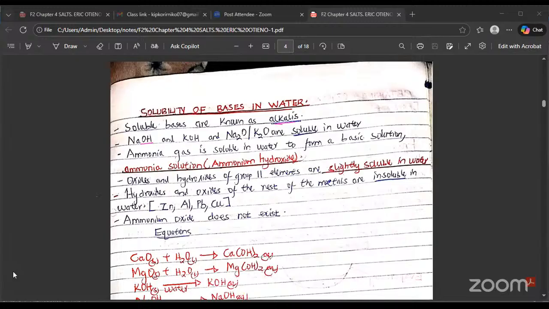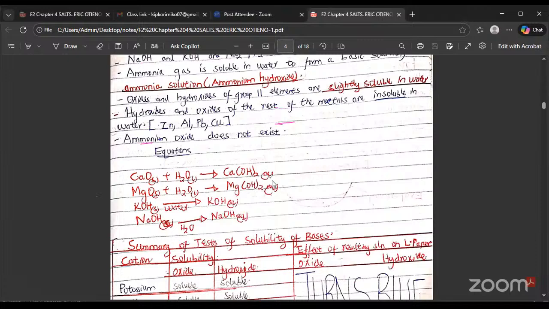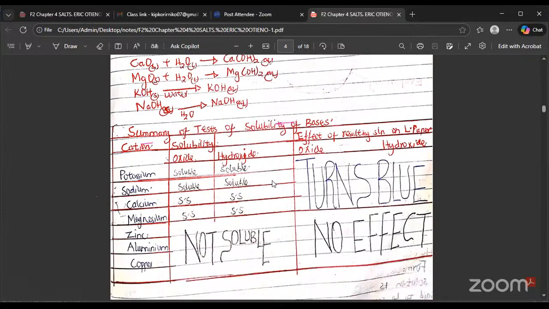It is repeated in salts in form 4. We do it twice. I don't know if it is 3 times, but I'm very sure of the 2 times. Okay, so these ones, let me just go to the summary, because ammonium oxide does not exist, but the summary is this now.